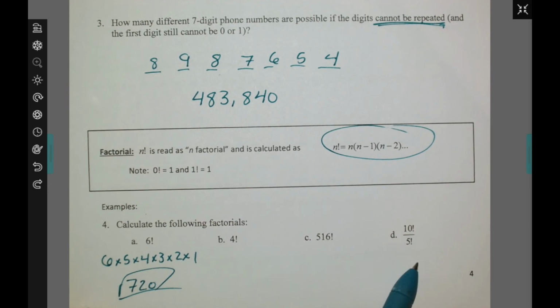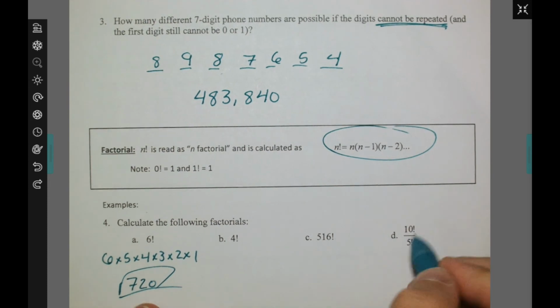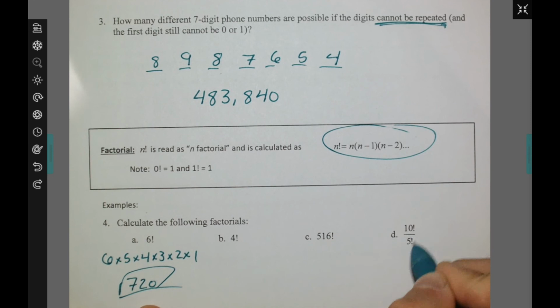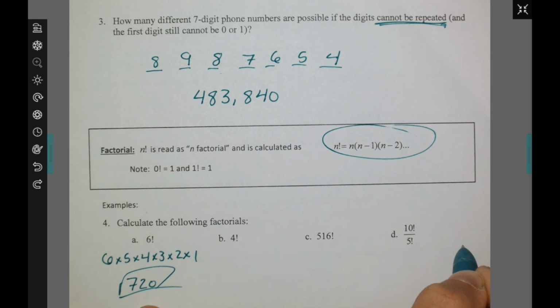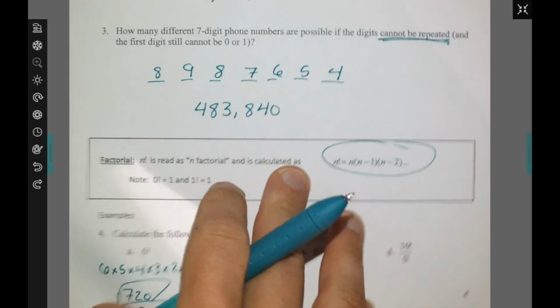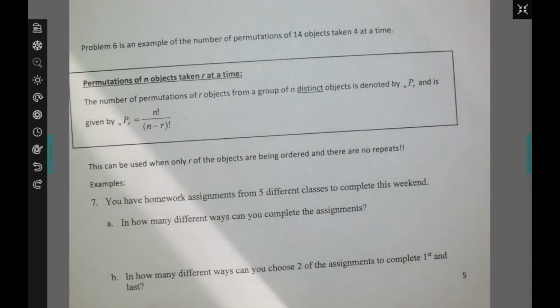And then B, C, and D are asking you to do the same thing. For D, you're going to have the 10 multiplied all the way down so you get to 1 up top, 5 multiplied till you get all the way down to 1 down below. Same deal though, just plug it in the calculator.